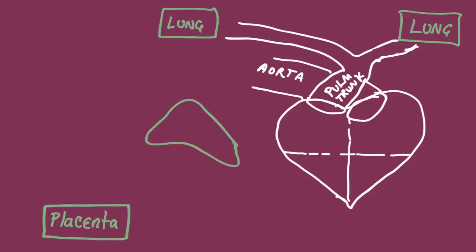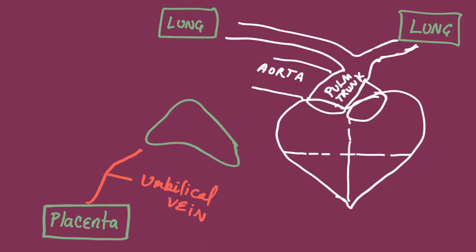There are a few major differences between the fetal circulation and the adult circulation. First of all, the fetus has access to a placenta, which provides oxygenated blood to the fetus. So this is the oxygenated blood, and this is brought in by the umbilical vein. We call it a vein because it's bringing blood to the fetus heart.